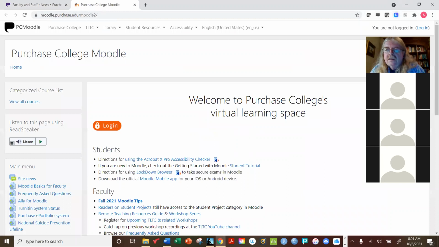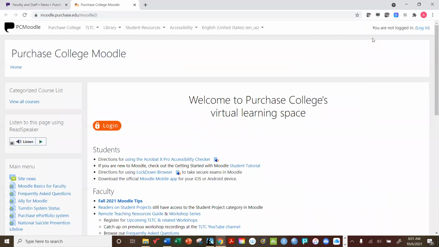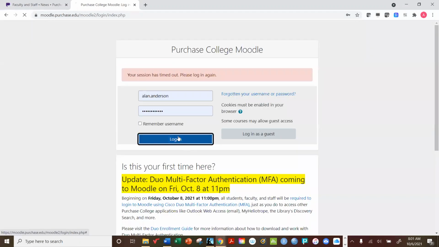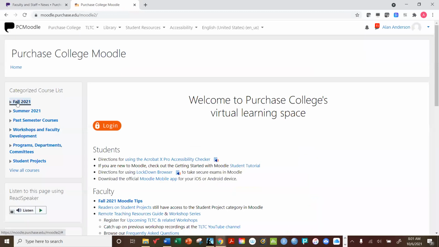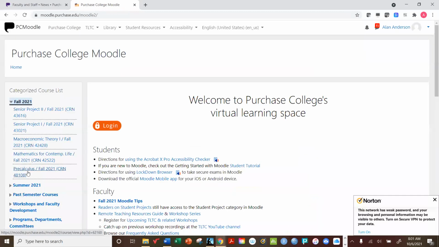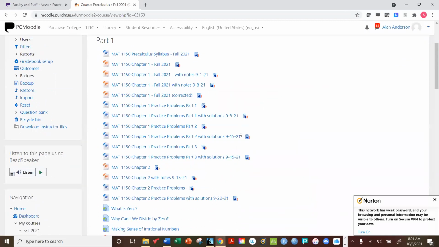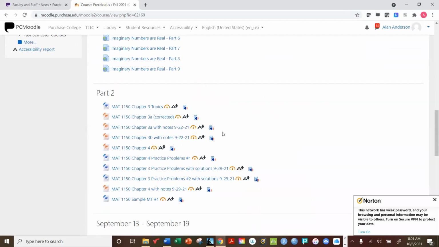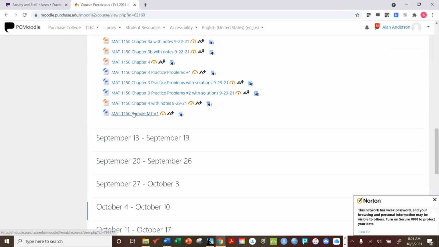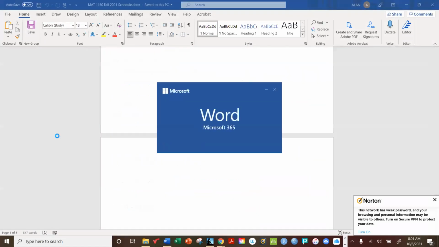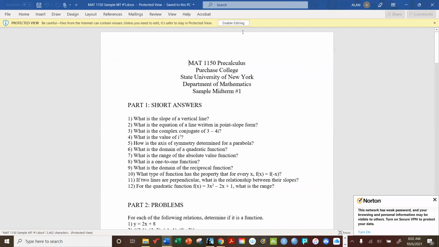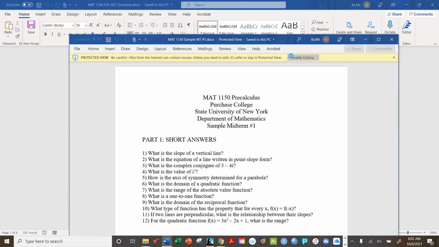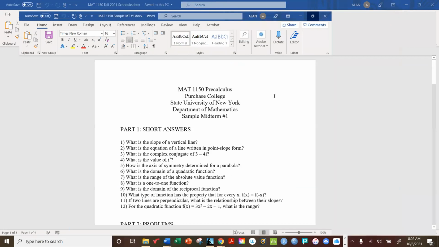All right, let's see. Hold on. All right, so let's see, where did I put it? There we go, sample midterm number 1. So again, this is for just 1 through 3. It's very similar to the problem sets that we've been doing, but it gives us a chance to get a lot more extra practice before we do the real thing.